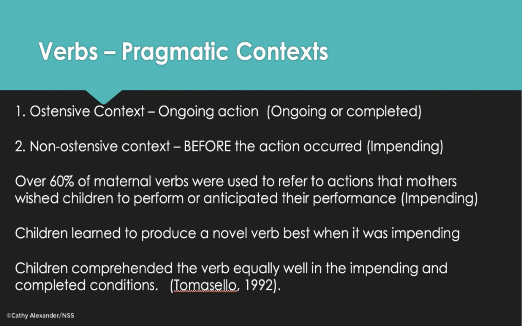For example, using props of several children figures in a pool, you can say the children want to go swimming. "Please, can we go swimming?" What do the children want to do? Here's another example. You need to clean your room before we go. What do you need to do? We're trying to elicit the word clean. Remember, impending situations help with producing the verb, but comprehension is the same for impending and completed conditions.